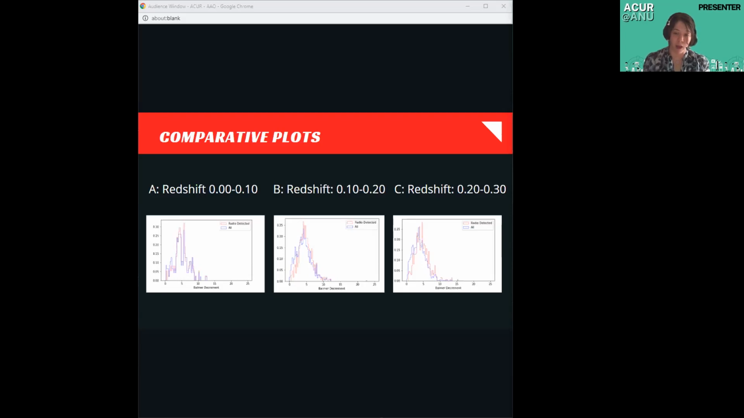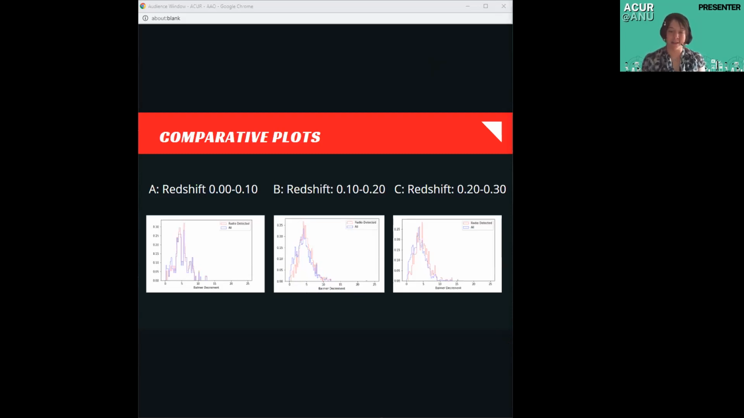In plot B, we have something more interesting happening as the shapes of the data are starting to shift. The red radio data is shifted to the higher Balmer decrement value, so its peak has been moved slightly more to a higher Balmer decrement value. Then the final plot, plot C, which is the furthest distance away, has the most interesting results.